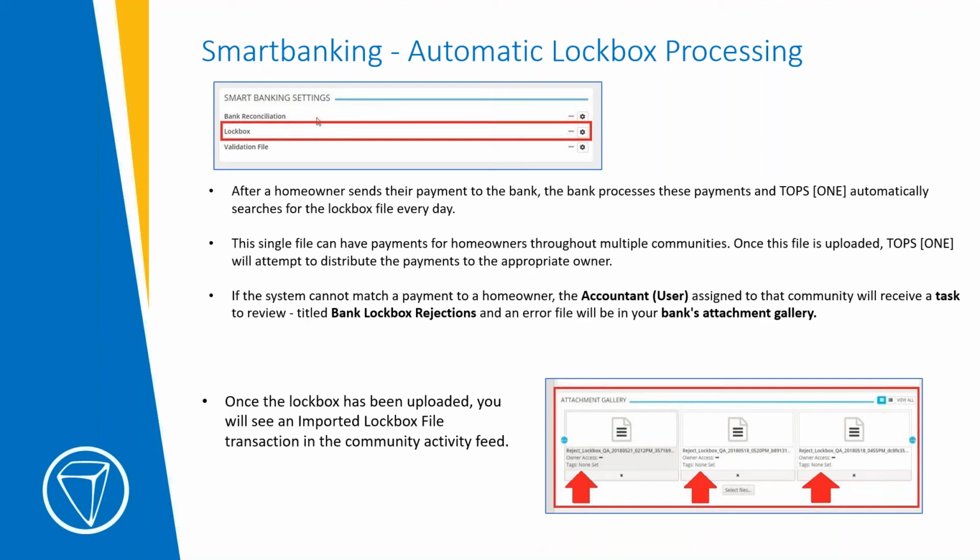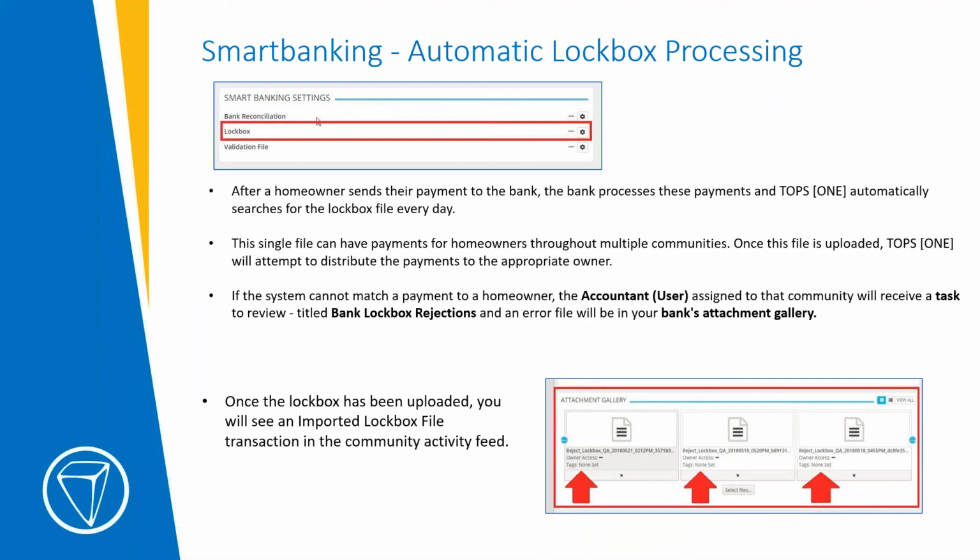So that accountant user will receive a task, and the task is on the TOPS1 homepage to review, and it will say bank lockbox rejections, and an error file will be in your bank attachment gallery. So if you go into the bank attachment gallery, you will see the bank lockbox rejections. If there are any, you will be notified if there was.